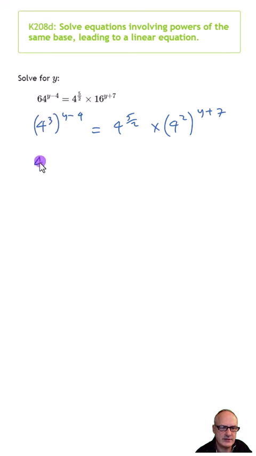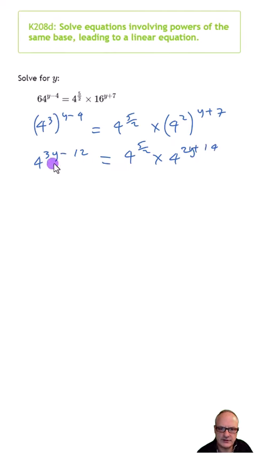Multiply these out, we get 3y minus 12, because you've got a power of a power, you multiply them, equals, let's just leave this one for now, times 4 squared to the power of y plus 7, just times them again, so you get 2y plus 14. I missed the y out.